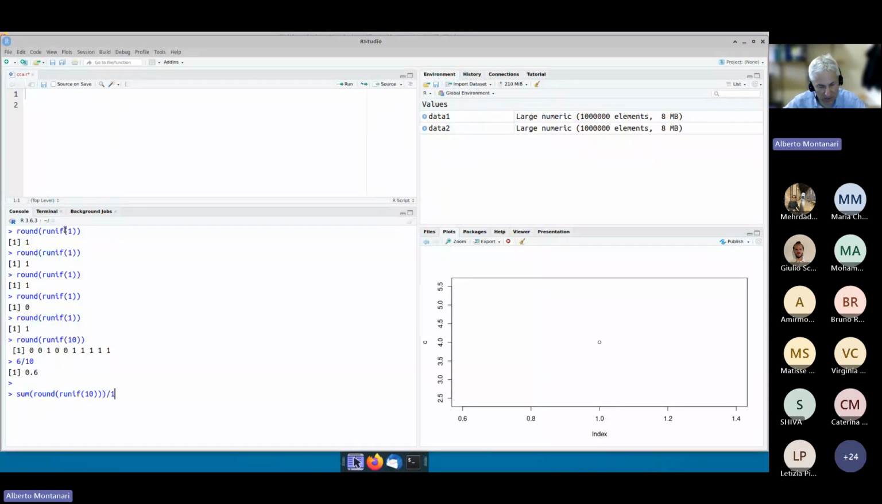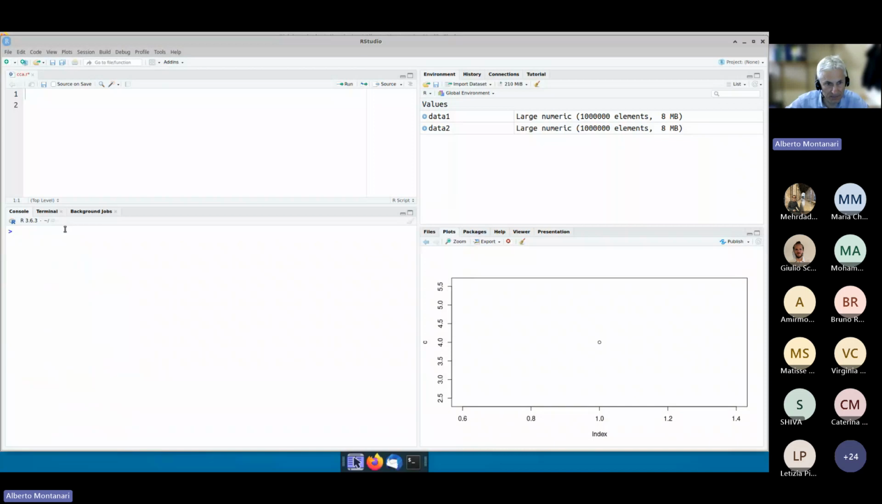And then let's divide the sum by 10. Is this clear what I'm doing? I'm counting with the sum the number of 1s, and I divide it by 10. It's again here 0.6. Now it's 0.3. Let me make other attempts.